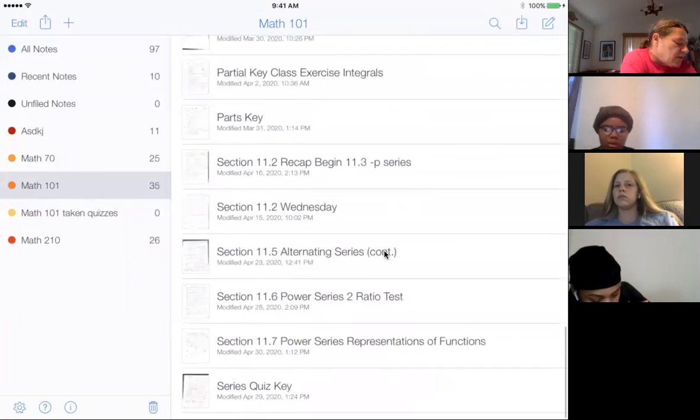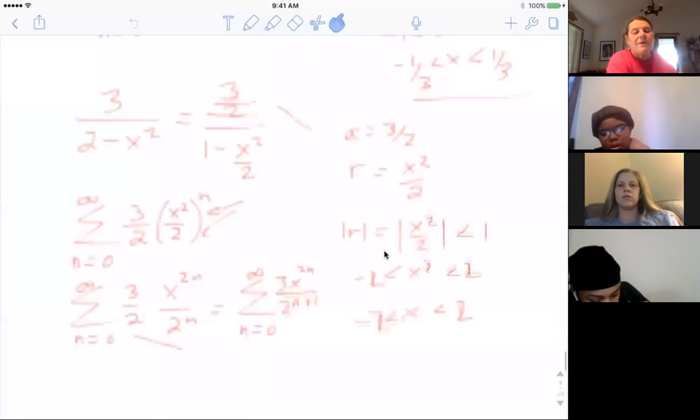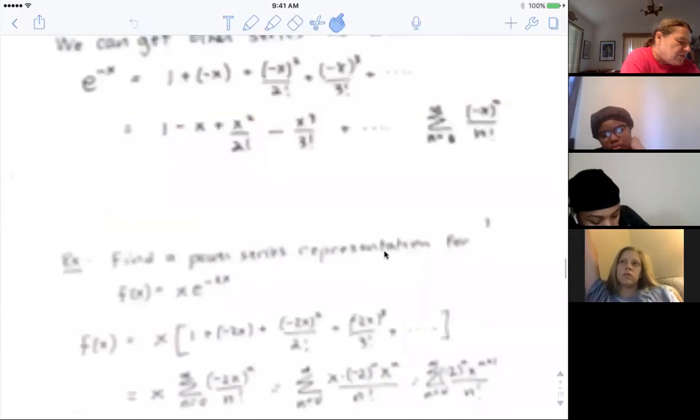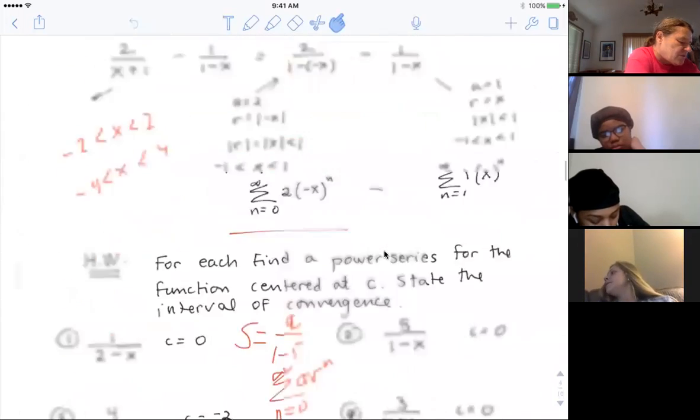Okay, there's a little more that I need to talk about on power series representations of functions. Let me go back to where I stopped here.